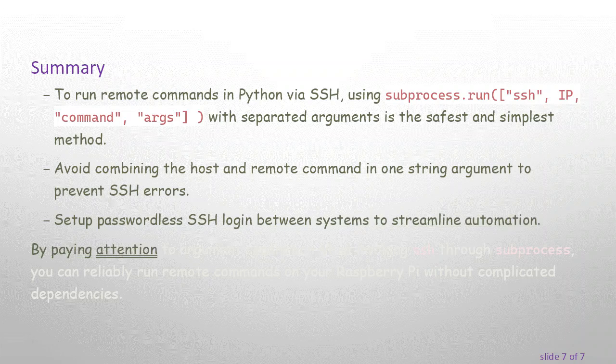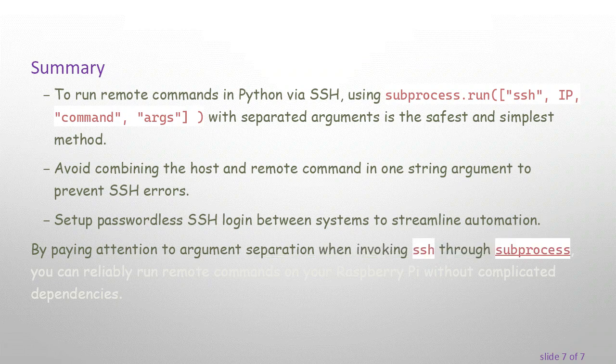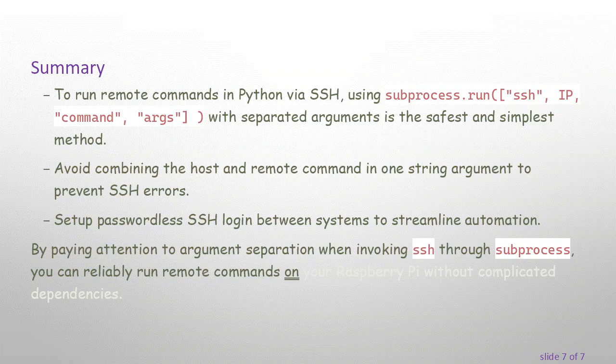By paying attention to argument separation when invoking SSH through subprocess, you can reliably run remote commands on your Raspberry Pi without complicated dependencies.